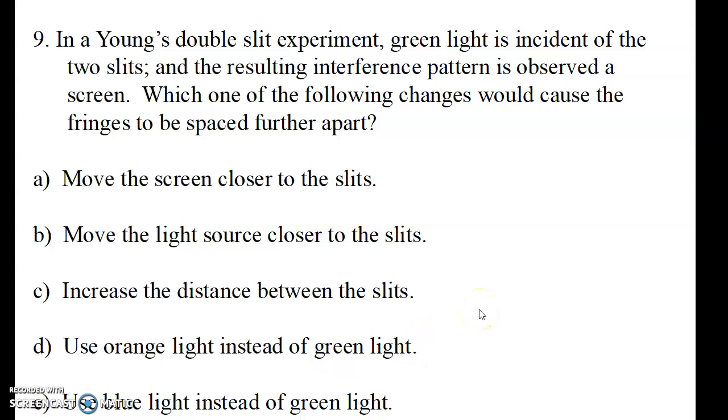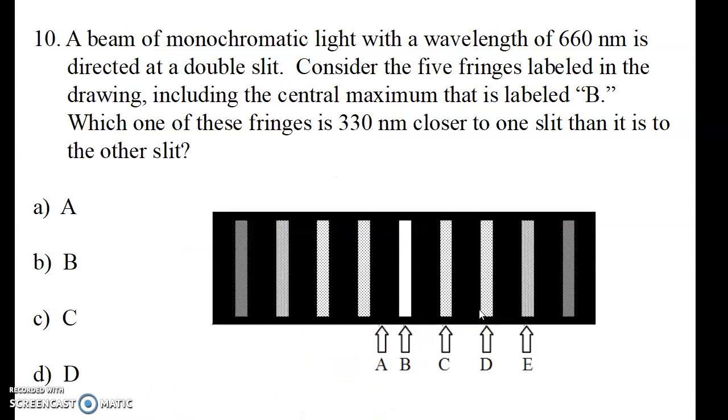Okay. 10. The beam of monochromatic light with a wavelength of 660 nanometers is directed at a double slit. Consider the 5 fringes, A, B, C, D, and E, in the drawing, including the central maximum, which is B. Which one of the fringes is 330 nanometers closer to one slit than it is to the other slit? And that would be A.